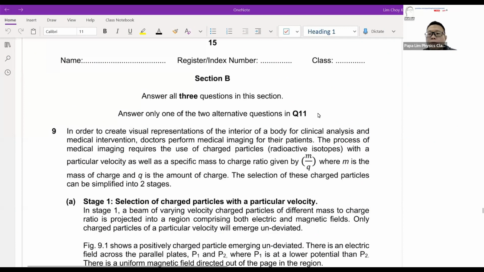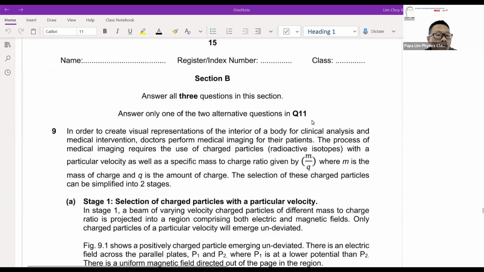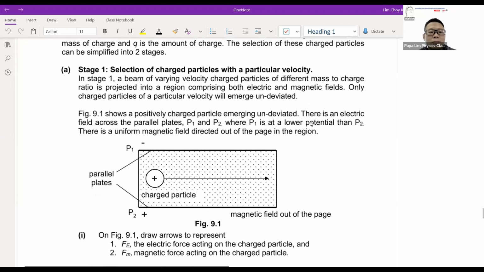Now let's look at question 9. Question 9 is a data analysis question, in the sense that there will be information given and students will need to read carefully. In this case, we are looking at the mass selector. So now let's look at the question. The important thing here is the picture itself.